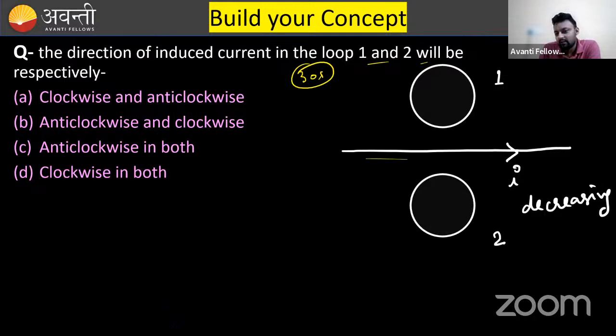What is the way? First of all, you need to identify the original field. If I say original field is outward, and in this situation, original field is inward. Is it clear? Now, if I talk about loop 1, this field is decreasing because current is decreasing. If field is decreasing, that means flux is also decreasing. So we need to support it. That means we need to increase the field. So new field, that means induced field should also be in the outward direction.